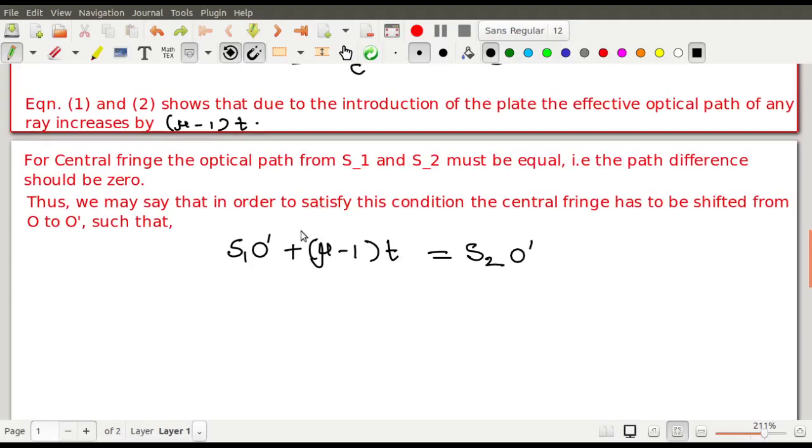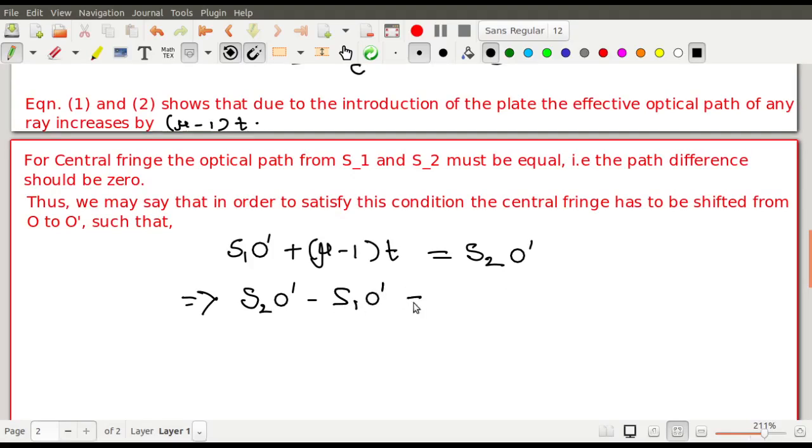It is a very interesting aspect. So now, what is the difference? S2O dash minus S1O dash, what will that give me? S2O dash minus S1O dash gives me mu minus 1 into t, right? This is under the case when the sheet was introduced. Now you write the case when the sheet was not introduced.